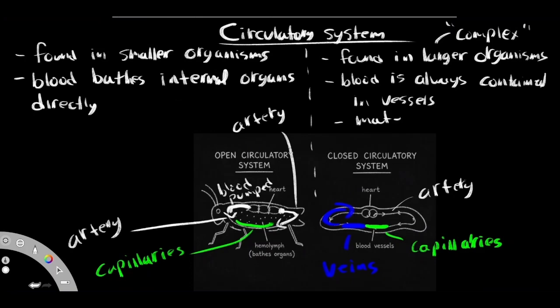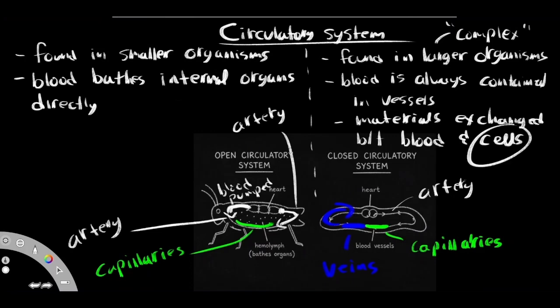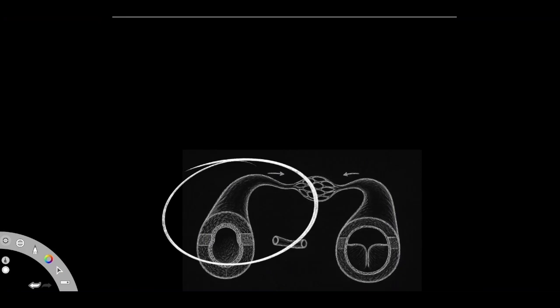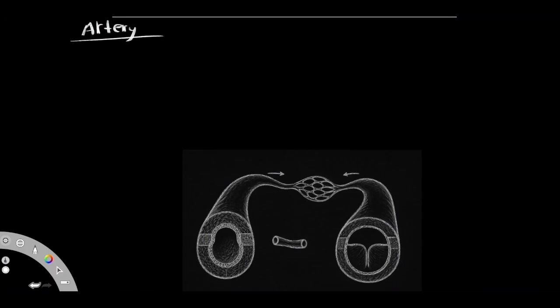So materials are exchanged between, or this is between, blood and cells directly. So looking at this, what is it? It is an artery. So I'll put it up here. This is an artery. They are thick and they're elastic.